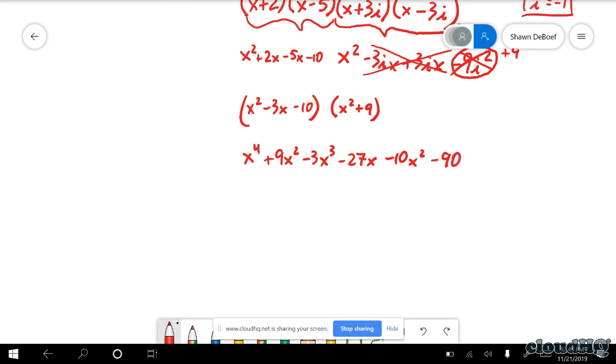I do want to combine any coefficients and put it in descending order, or combine like terms, I meant to say. Okay, so I got that one done. I got that one done. My x squareds, I have 9 minus 10, so that's -1 x squared. And then I have a -27x minus 90.